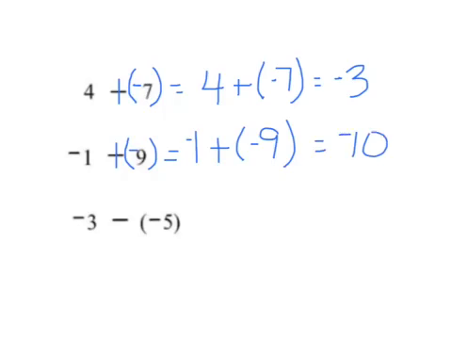And the last one, change that minus to a plus and switch the sign of the second number. So we have made this problem -3 plus 5. My signs are different, so subtract them. 5 minus 3 is 2. Take the sign of the larger number. 5 is bigger than 3. 5 is positive. Your answer is positive.